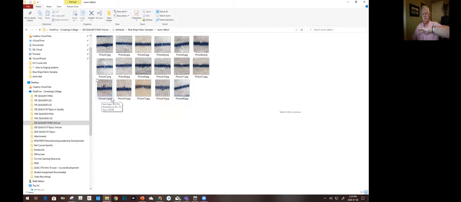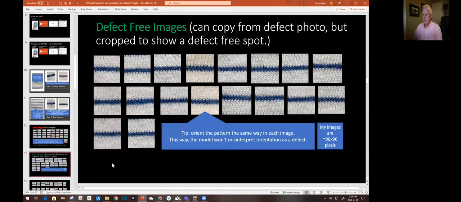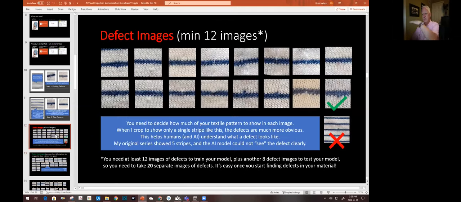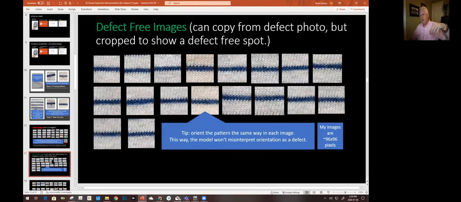And this is how it would be if you were installing a camera in a textile mill. All the fabric would be coming across in the same direction. The camera would always be in the same orientation. So it would be nice and consistent like this. So this is something you have to do when you're doing your images. I have all my defects as a single blue stripe in the middle with a defect. All my good images are a single blue stripe in the middle going horizontally the same way.